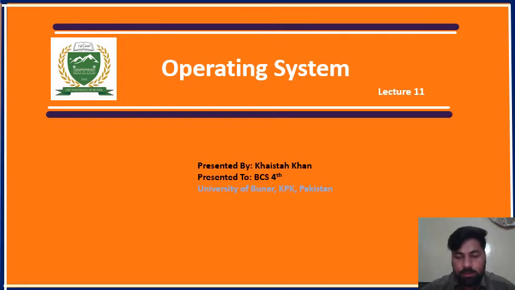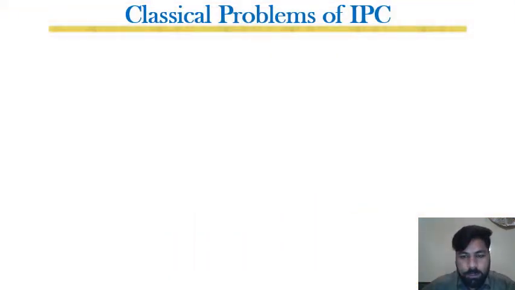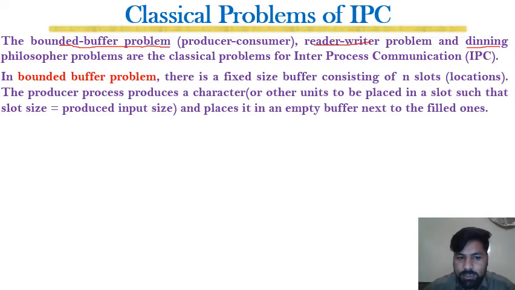In this lecture we'll discuss the classical problems of inter-process communication, or IPC. There are three IPC problems: the bounded buffer problem, also known as the producer-consumer problem, the reader-writer problem, and the dining-philosopher problem. These three problems will be discussed in this lecture as well as in the next lecture. First we'll discuss the bounded buffer problem.